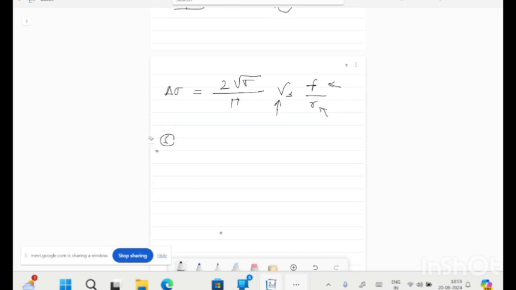Next comes the lattice friction stress in the alloy. Lattice friction stress is required to move the dislocation through the lattice. During dislocation motion, the dislocation also feels the lattice friction. That lattice friction is called the lattice friction stress.